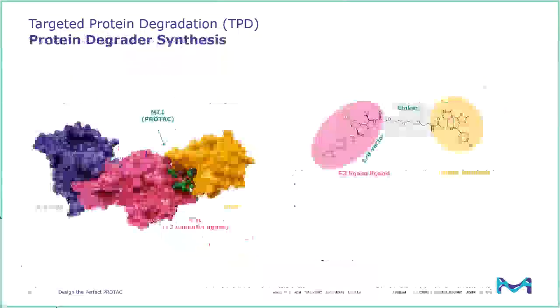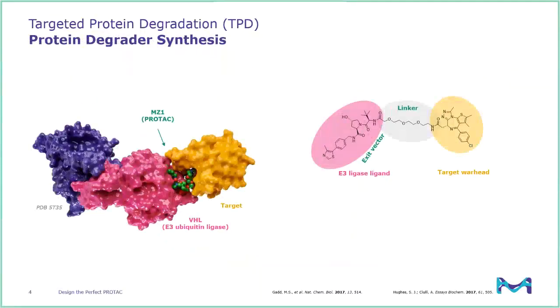But their design is not trivial, and this is because you are trying to design one molecule, such as this green PROTAC here, to bind two proteins simultaneously and create this protein-protein interface that may not exist naturally. And so there are different approaches to doing this.